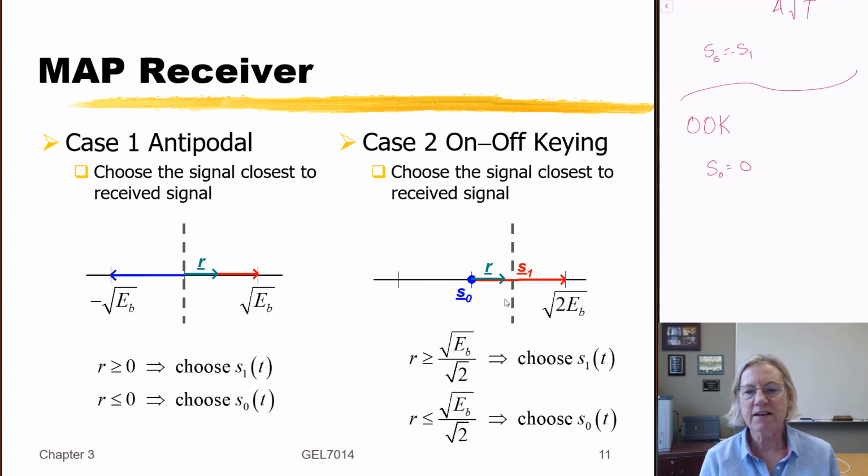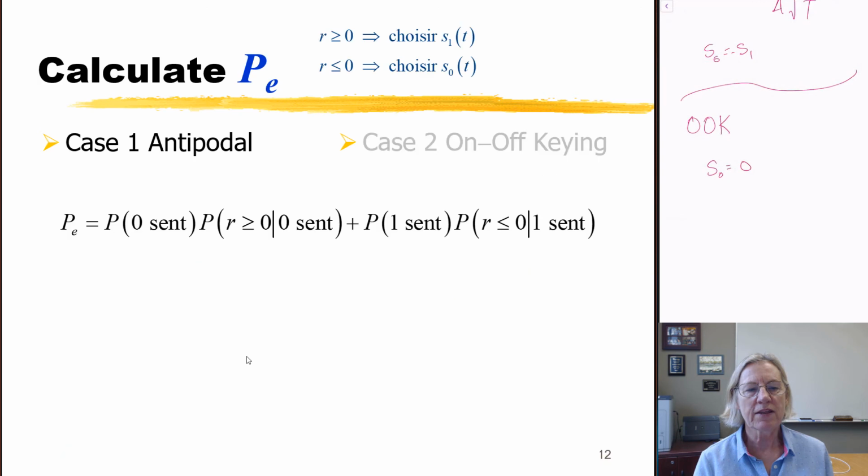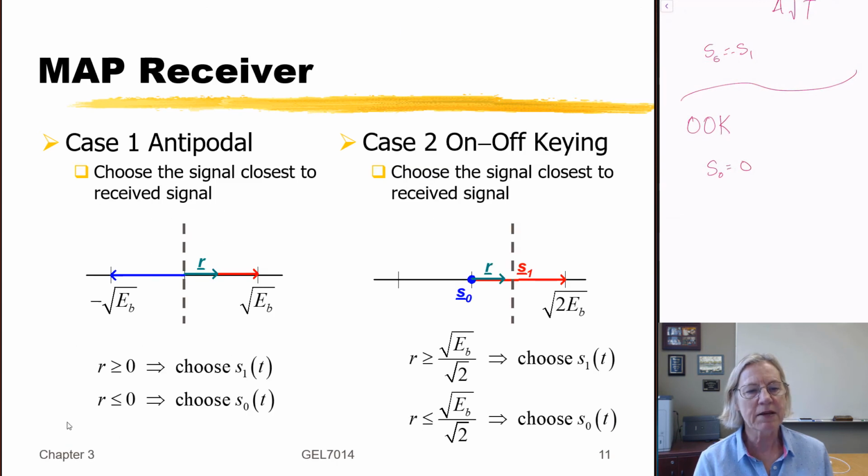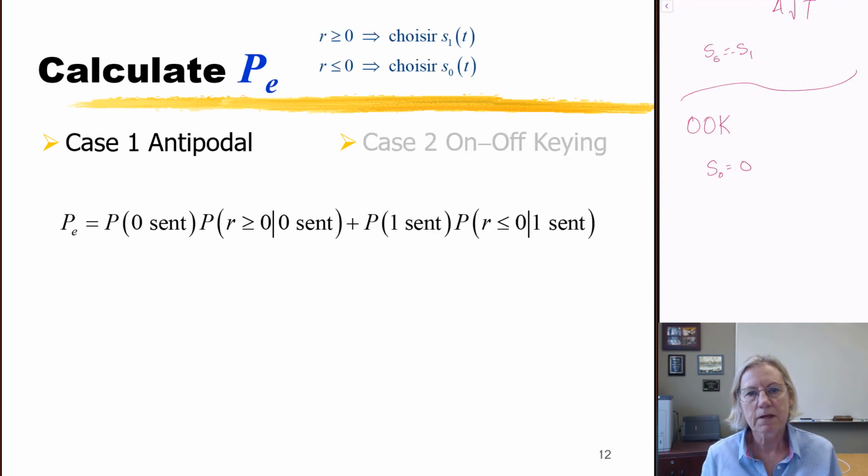And in the case of on-off keying, the midpoint falls halfway between. The midpoint is at 1/2 of the square root of 2 times the square root of EB, which is the equivalent of the square root of EB over the square root of 2. And so in the antipodal case, I'm comparing it to 0. And in the on-off keying case, I'm comparing it to the square root of EB over 2. So in terms of complexity, they're the same complexity. It's comparison with a threshold. The threshold just happens to be different.